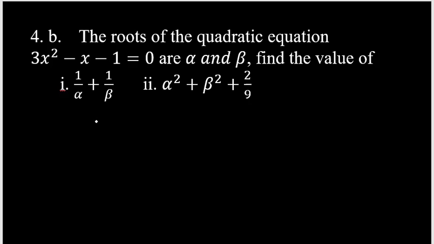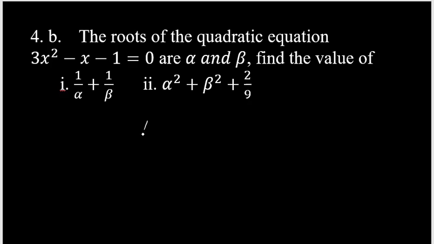Before you find the value of the expressions in (i) and (ii), you need to get a value of alpha plus beta and alpha beta. But before we do that, let's go through this basic introduction about alpha and beta. If the question is saying that the roots of the quadratic equation are alpha and beta, my question is, how do we find the equation of a quadratic equation when given the roots?